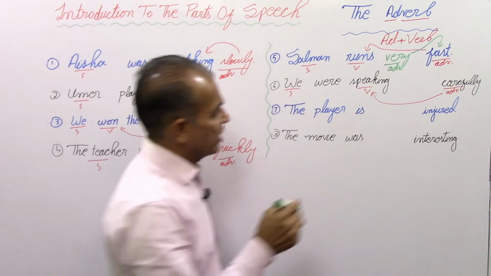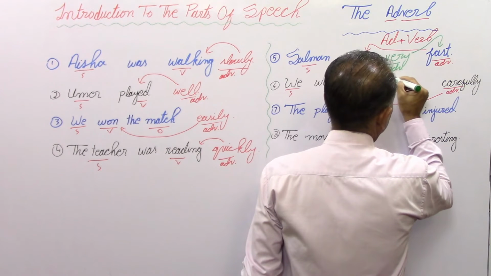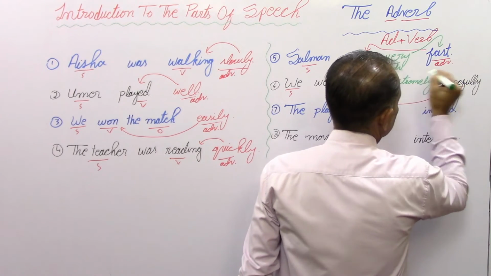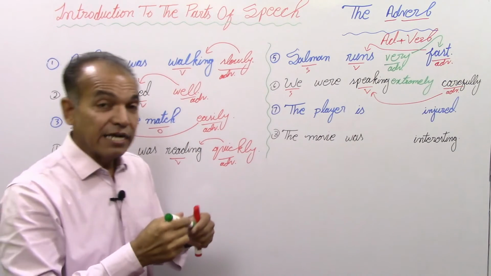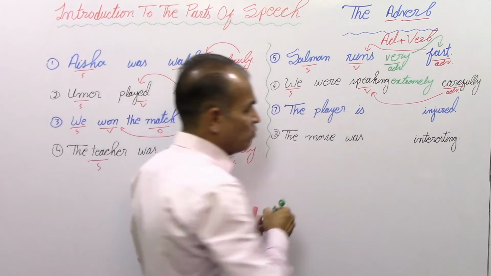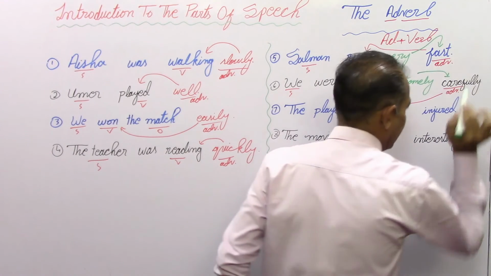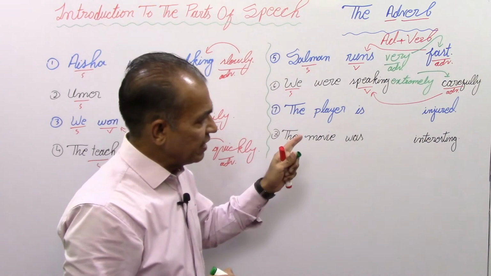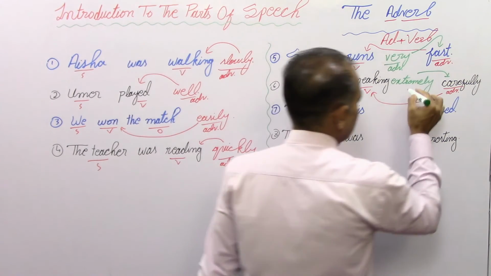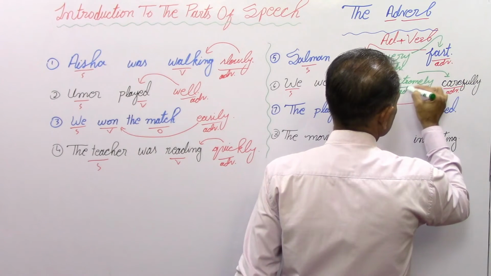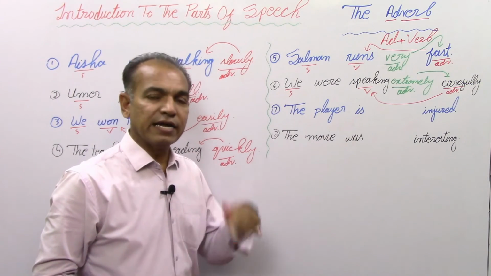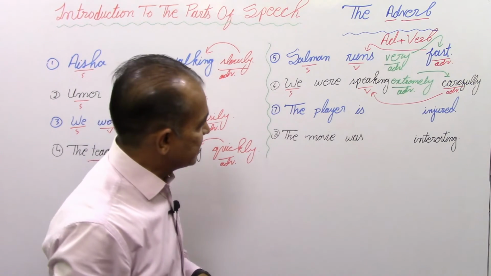So we were speaking, for example, extremely carefully. We were speaking extremely carefully. It means that this word extremely has modified carefully, which is an adverb. So the word which will modify another adverb will also be called adverb. So this is also an adverb. So what an adverb does, it modifies a verb or another adverb and adjective as well.